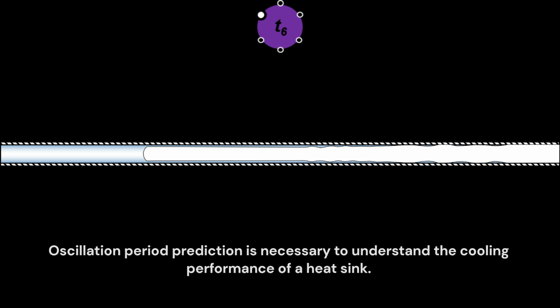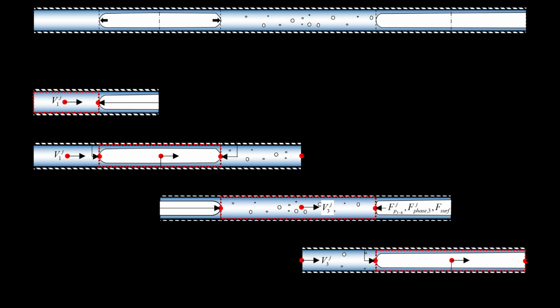Downstream, the liquid film on the wall intermittently dries out, leading to a rapid reduction in heat transfer due to the low thermal conductivity of the vapor. Therefore, predicting the periodic flow oscillation caused by surge and reverse flow is essential for understanding the cooling performance of the heat sink.